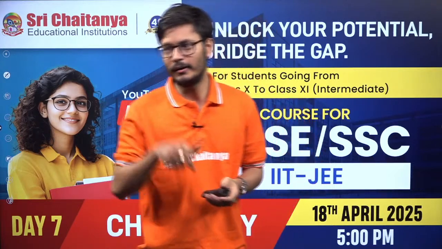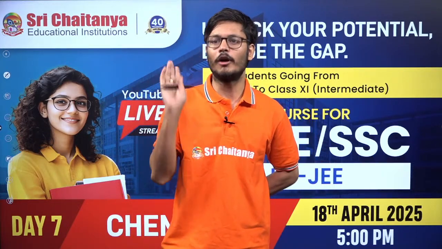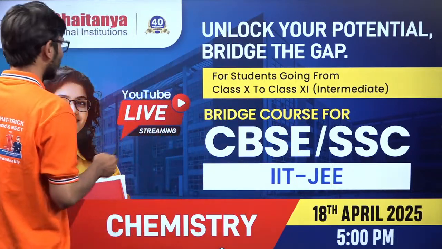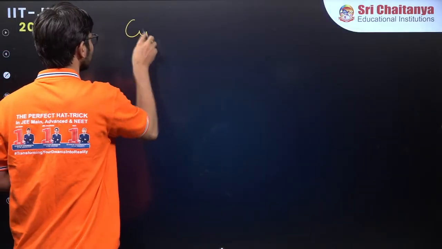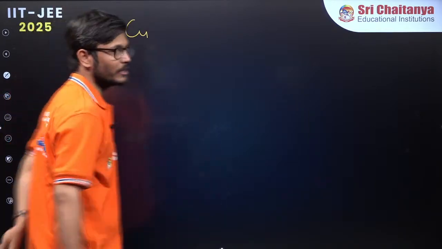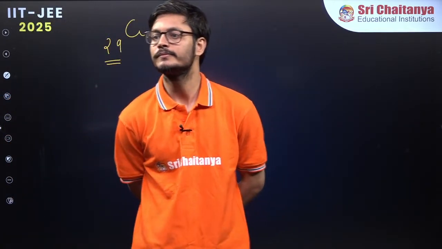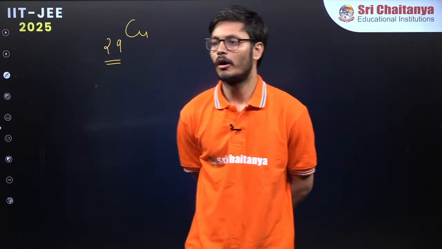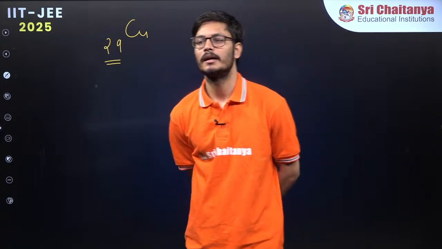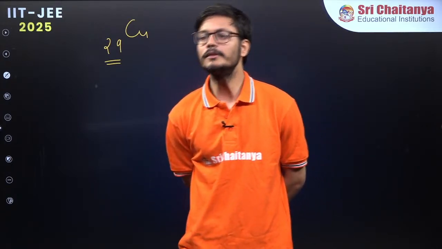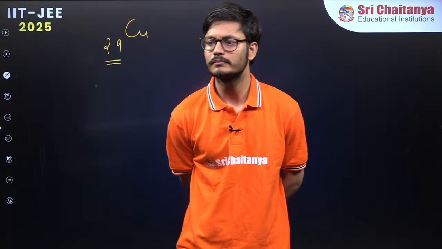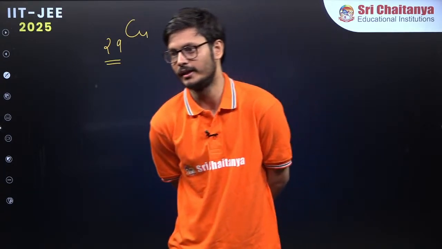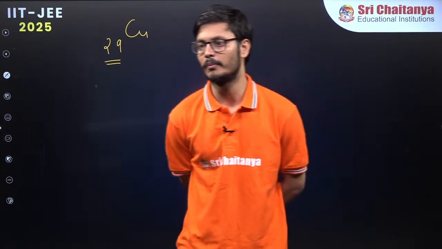So now I'll ask just one configuration and then we'll move ahead. Give me the configuration of copper, guys. Atomic number 29. Give me the configuration of copper and we'll move to the next topic. Not this configuration. Orbital configuration, please.